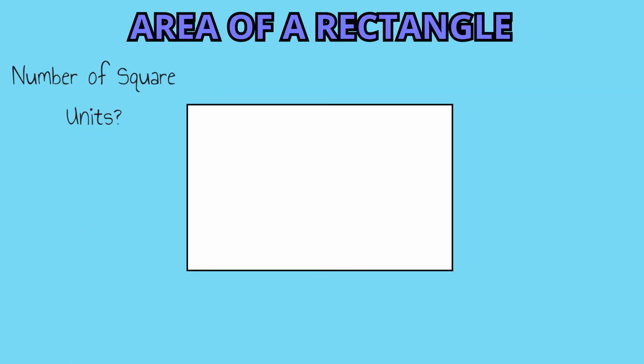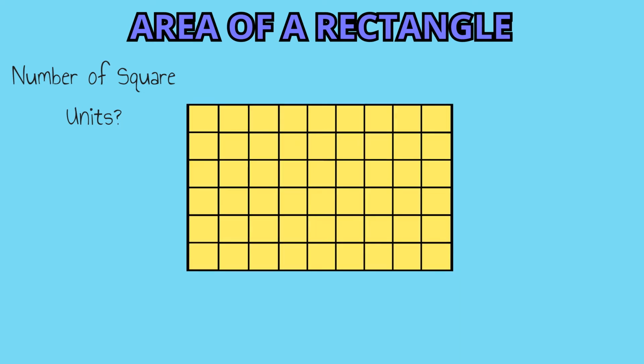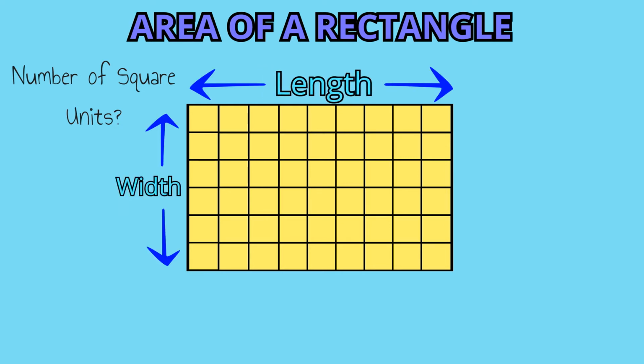If you look at a rectangle and wanted to find the total number of square units within the shape, we can count every square one by one to find our answer. A much easier way though would be to look at the length and width of the rectangle.